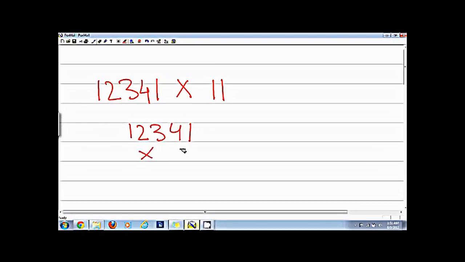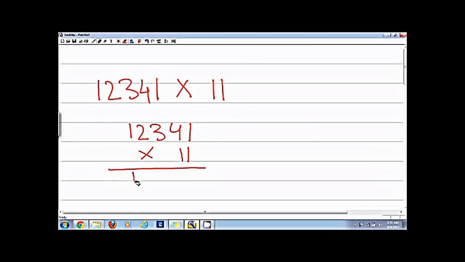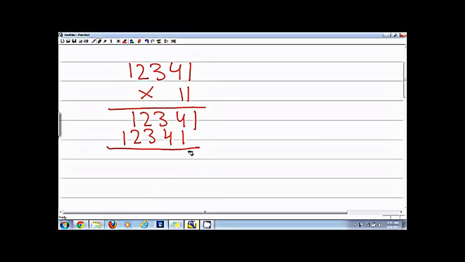Hi everyone, in this tutorial I will show you how to multiply numbers by 11 in a quick and easy way. For example, if I have the number 12341 and I want to multiply it by 11, the regular way will be that I write 12341 and 12341, and then add them, and I get 135751. So this is the regular way.